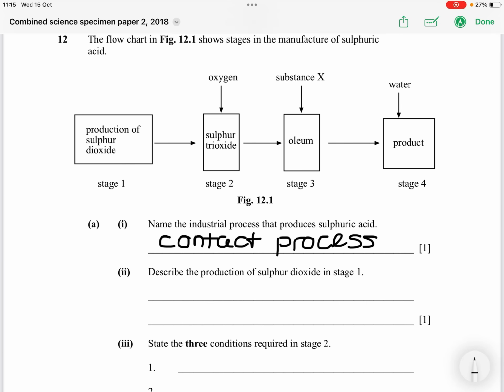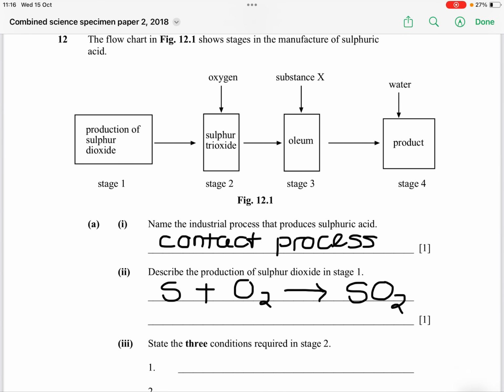Right, and then describe the production of sulfur dioxide in stage 1. In stage 1, we are going to say sulfur plus oxygen in order to give us sulfur dioxide. Sulfur or iron pyrites are burnt in air in order to form sulfur dioxide. So we say sulfur plus oxygen in order to get sulfur dioxide.